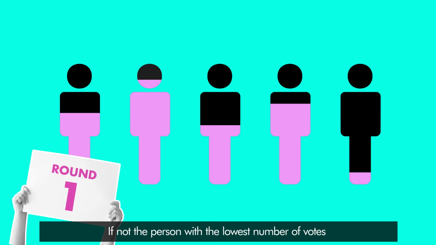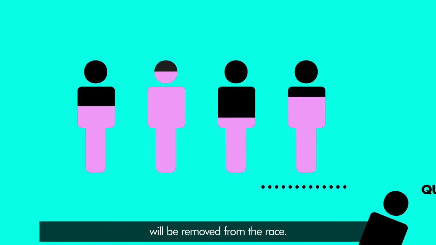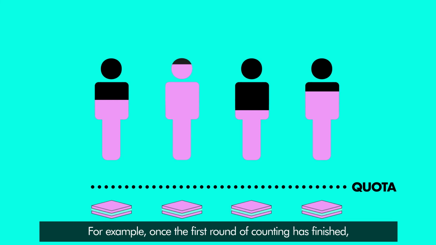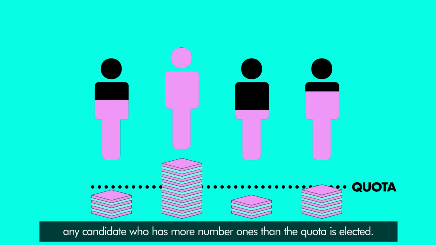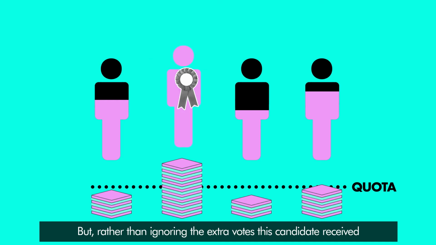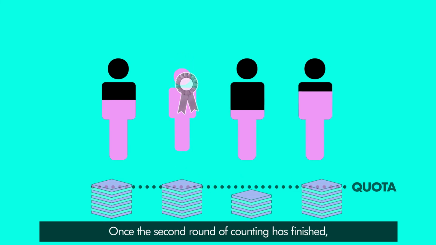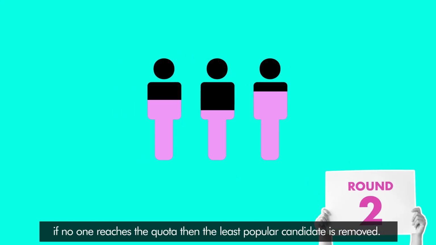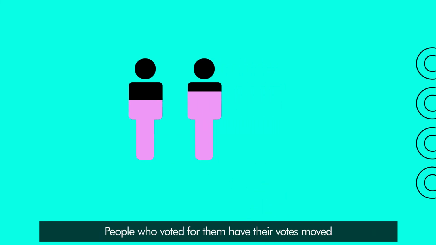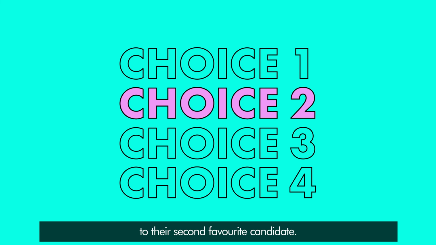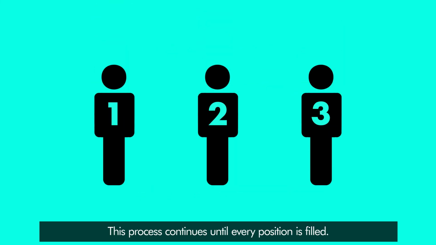If not, the person with the lowest number of votes will be removed from the race. For example, once the first round of counting has finished, any candidate who has more number 1s than the quota is elected. But rather than ignoring the extra votes this candidate received above the quota, these votes move to each voter's second favourite candidate. Once the second round of counting has finished, if no one reaches the quota, then the least popular candidate is removed. People who voted for them have their votes moved to their second favourite candidate. This process continues until every position is filled.